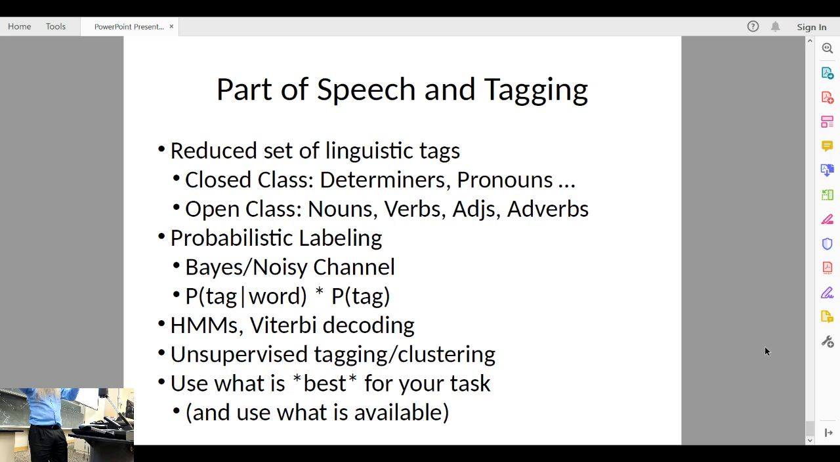Okay? We can do probabilistic labeling. There's good, well-defined probability theory ways of doing it. We can use it with the Bayes equation and noisy channel. We care about the probability of a tag given a word multiplied with the probability of the sequence of the tags. We can use HMMs, and we can use Viterbi to be able to do this. It's very efficient. It gives you the right result. It gives you the optimal result, I should say.